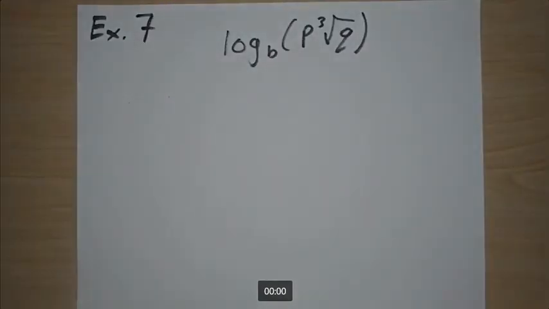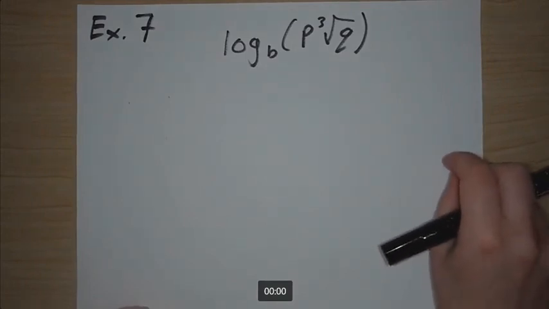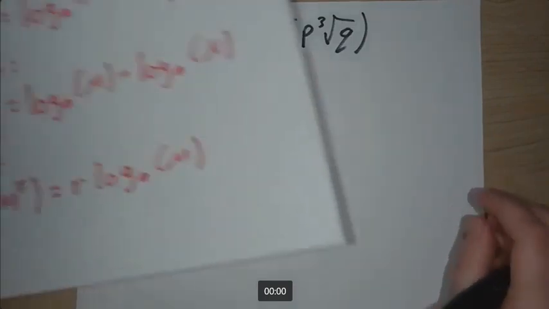This is example 7, the logarithmic and exponential forms lab. We have log base b of p cubed times the square root of q, and we want to expand this as far as we possibly can.